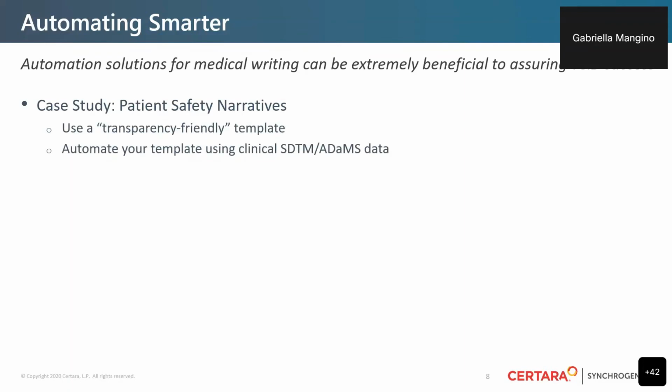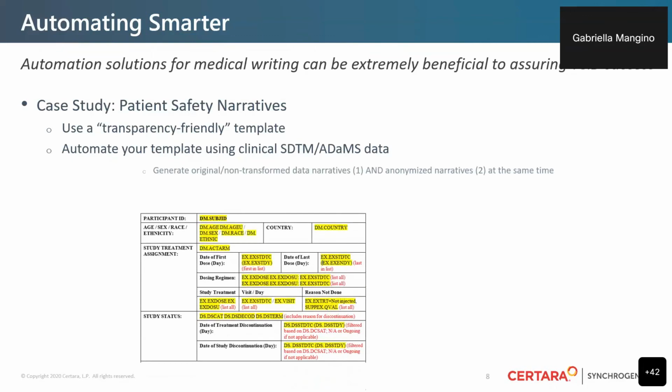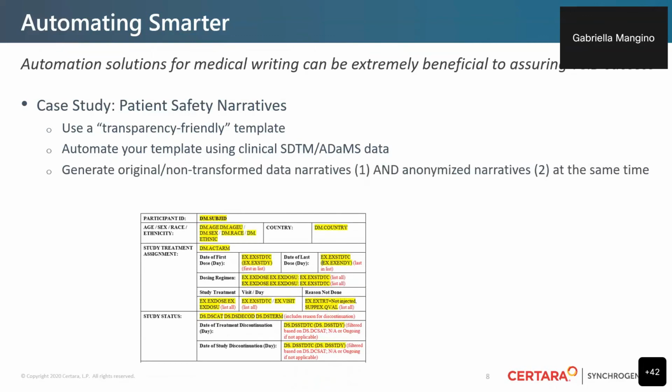So this is the data that is used by your stats team to actually produce your listings, and your tables and your figures. Why not be able to automate your safety narrative template using this clinical data directly? And then we can also work a little bit smarter with that data as well and create an original non-transformed data narrative and an anonymized narrative at the same time.